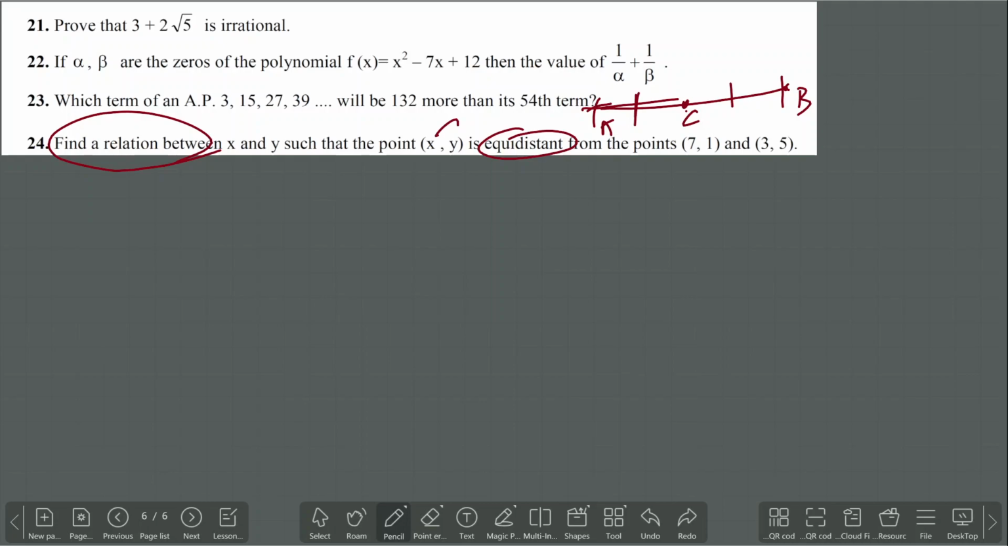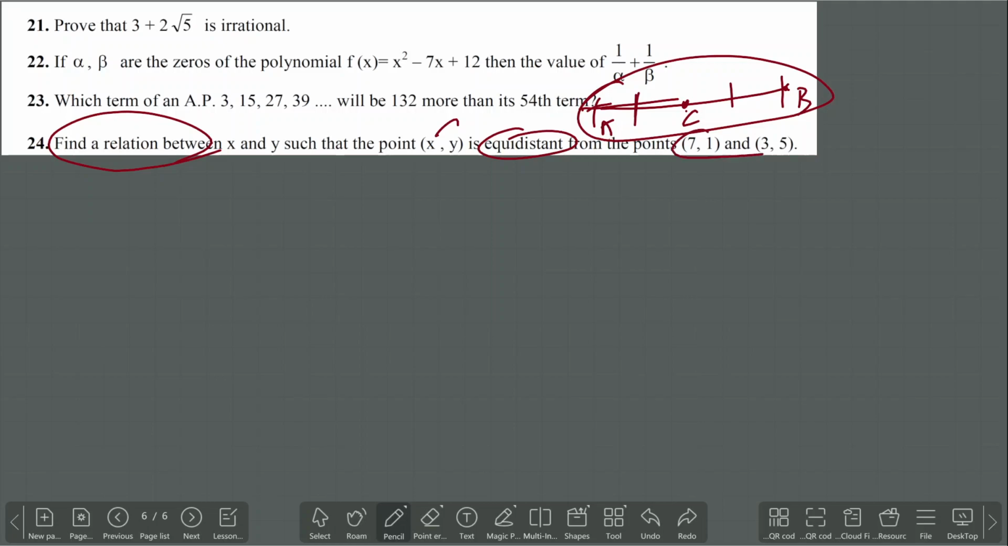But you should not use midpoint. Why, sir, we should not use midpoint? Because they have not mentioned that AB is a line segment. If there is a line segment, you can go the same way with the midpoint. After equating, you will definitely get the answer. But here they have not mentioned about a line segment.